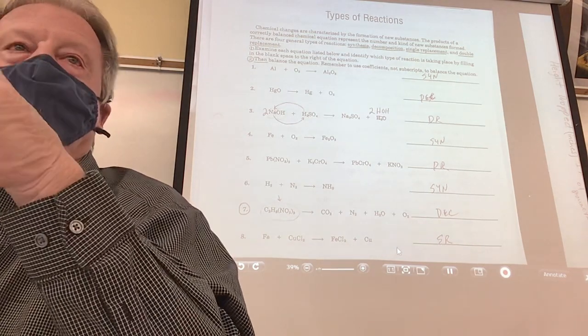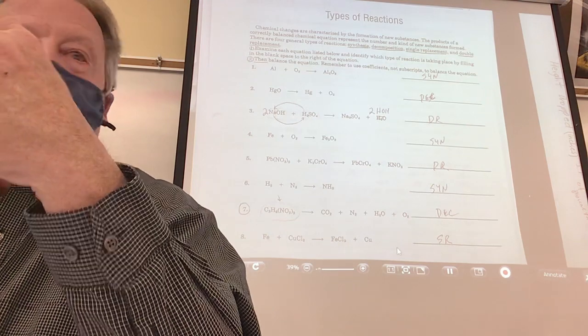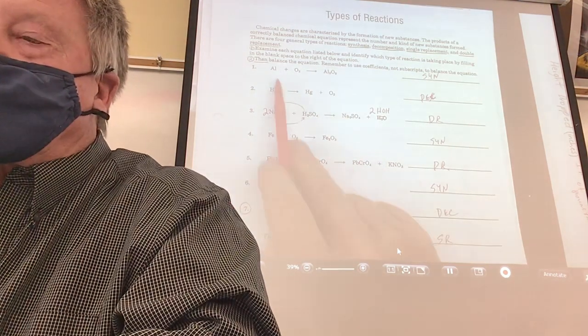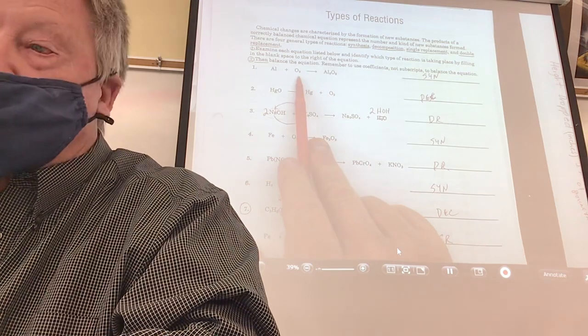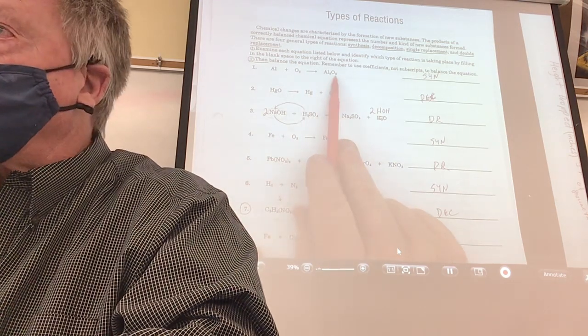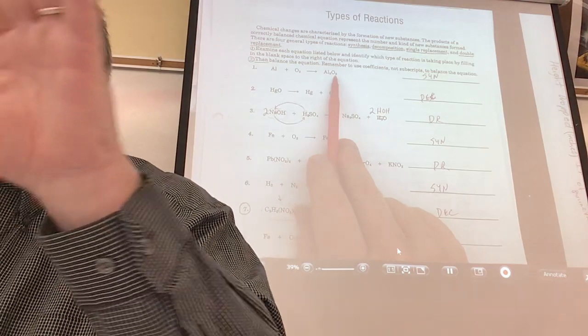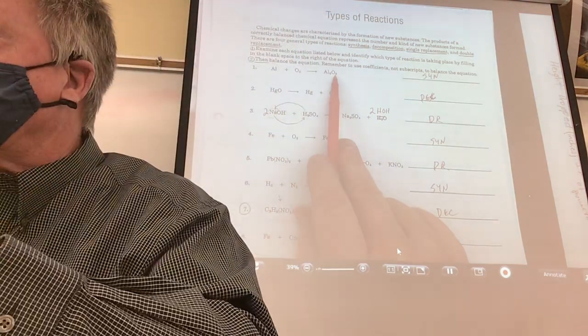And when I call on you, I want you to sound something like this. On number 1, when I look through here, I noticed there was an odd even mismatch. O2, O3. I want the number of oxygens on the left to equal oxygens on the right.